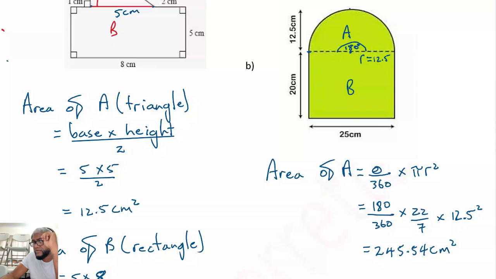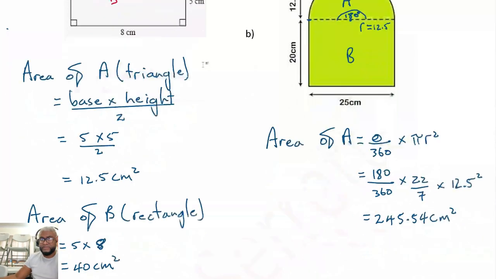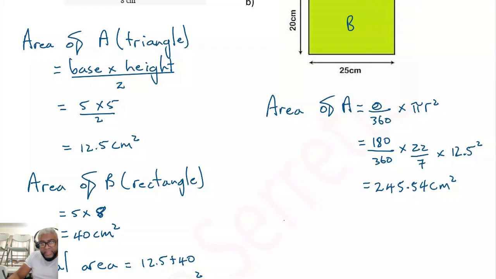Tyler, what do you get? Sir, I get that same answer. All right, nice. So that's the area of A. Let me work on B. What's the area of B? Area of B, it is a rectangle, right?